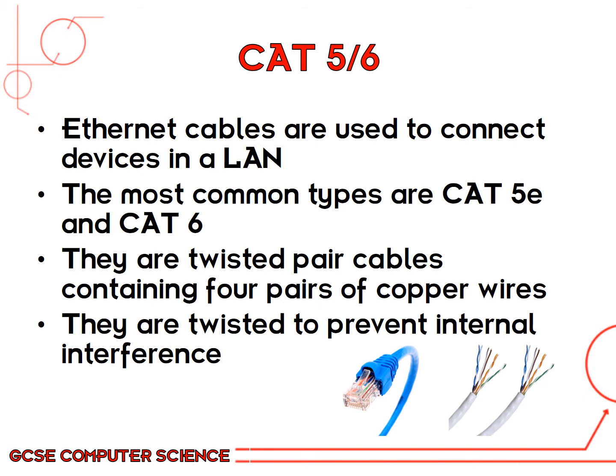So the most common types are Cat5e and Cat6. They're basically a load of twisted wires inside. So you have 4 pairs of copper wires and they're twisted together. The reason why they're twisted together is to prevent internal interference between your connections.